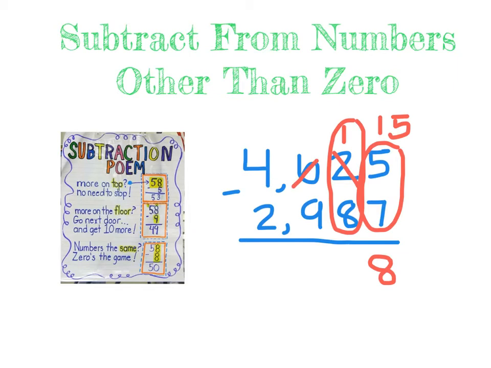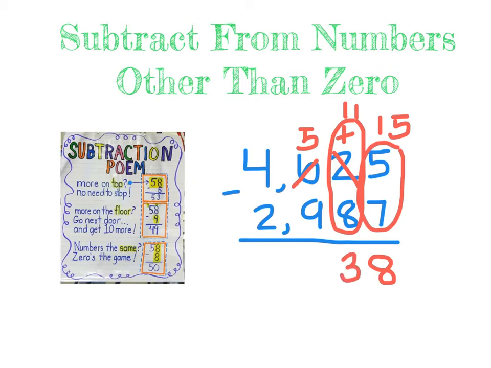So now my 6 becomes a 5, and my 1 becomes 11. Now that there's more on top than on the floor, I can go ahead and subtract. And 11 minus 8 equals 3.